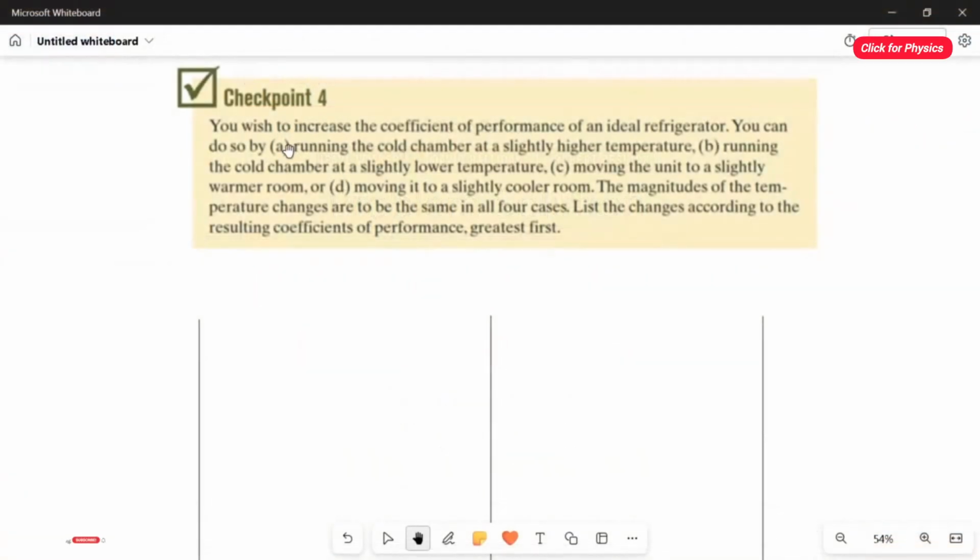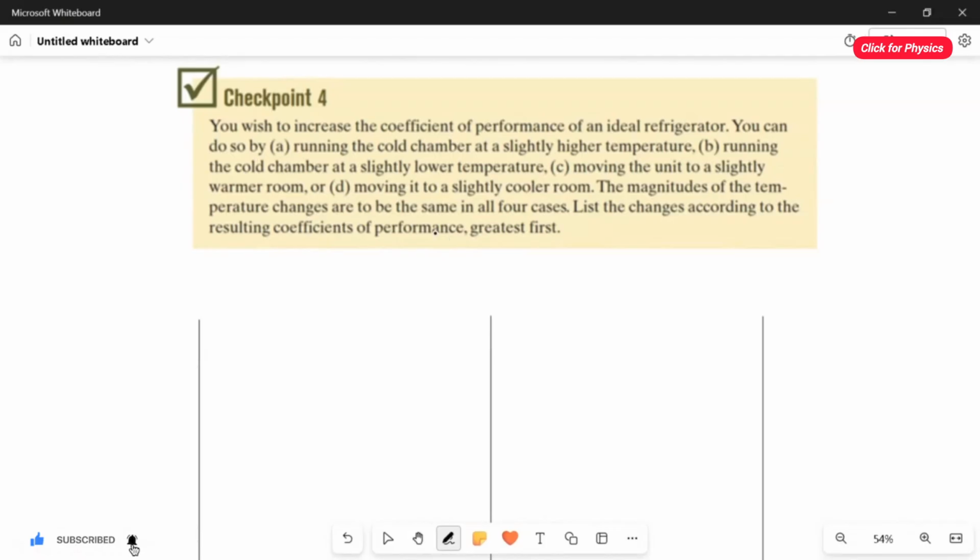Checkpoint 4. You wish to increase the coefficient of performance of an ideal refrigerator. You can do so by running the cold chamber at a slightly higher temperature, running the cold chamber at a slightly lower temperature, moving the unit to a slightly warmer room, or moving it to a slightly cooler room. The magnitude of the temperature changes is the same in all four cases. List the changes according to the resulting coefficient of performance, greatest first.